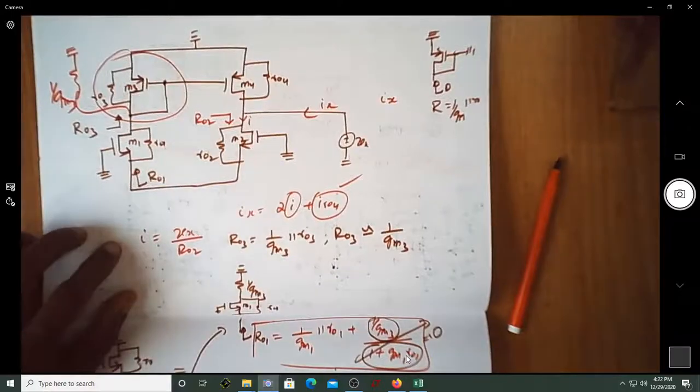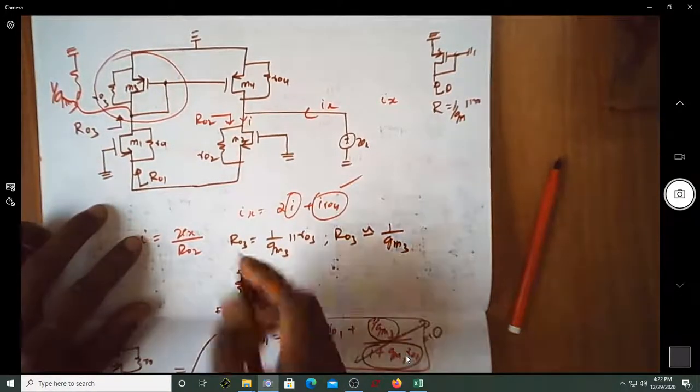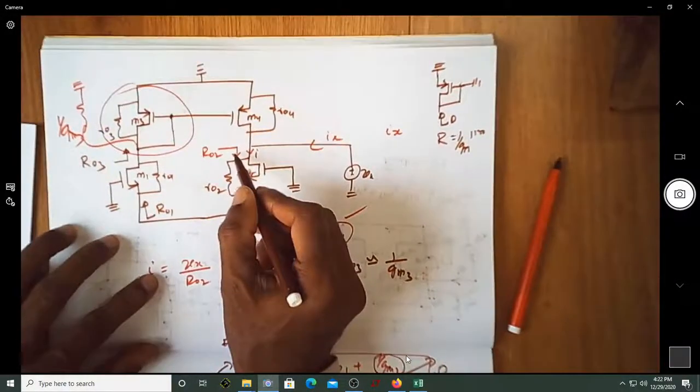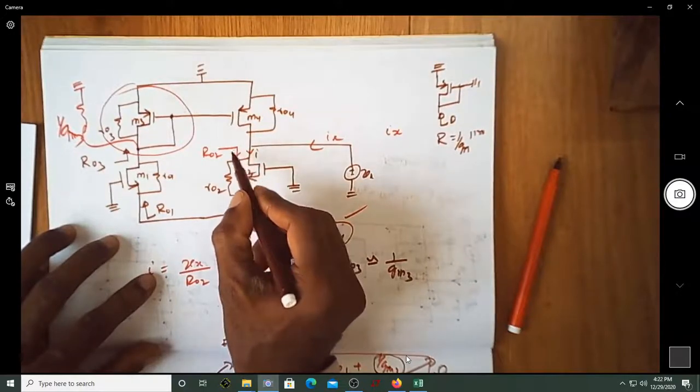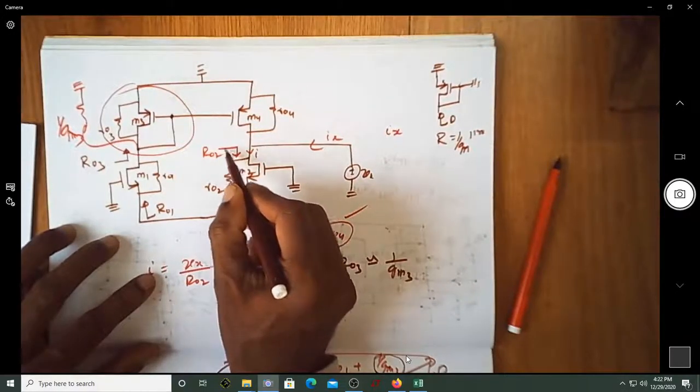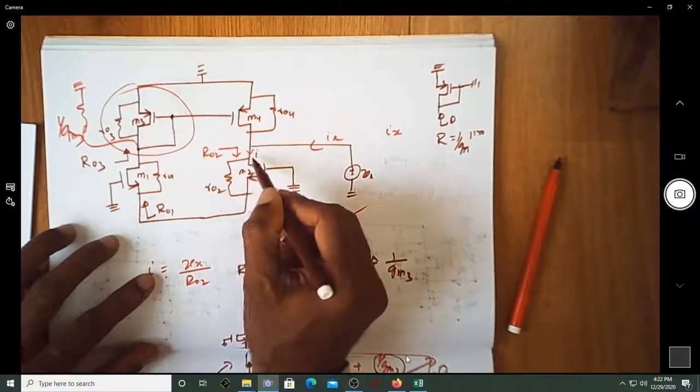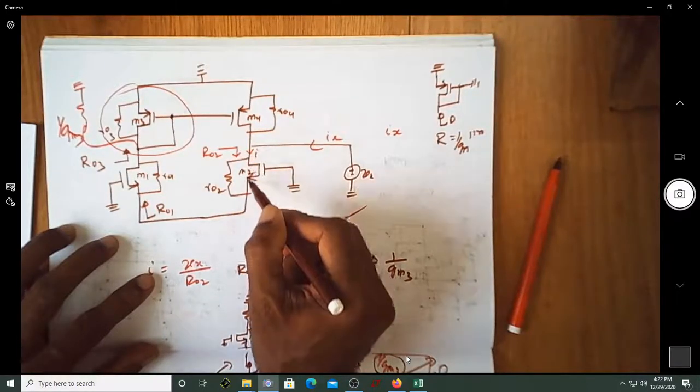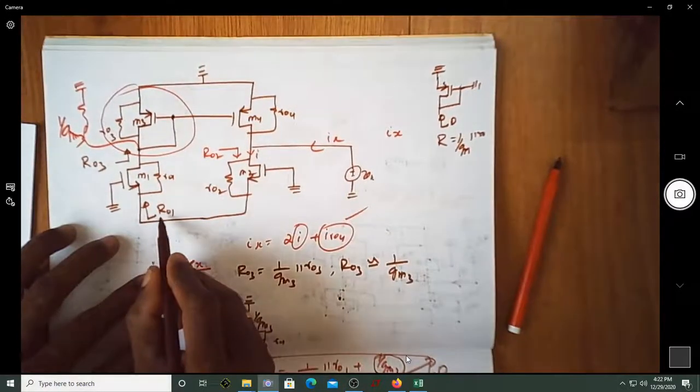So what is the purpose of finding this R01? Because I am looking at what R02 is. What is this R02? This R02 is nothing but the resistance looking from the drain with the source connected with R01.